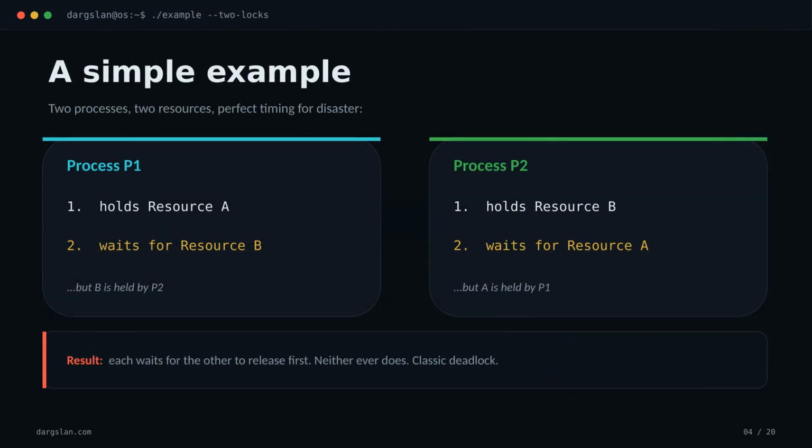Let's make that concrete with the simplest possible setup. Process P1 is holding resource A and needs resource B to continue. Meanwhile, P2 is holding resource B and needs resource A. Each one is sitting on exactly what the other is waiting for, so neither can move forward. There's no bug in the logic, no crash, no error, just 2 processes politely waiting on each other. Forever. That's the essence of a deadlock.